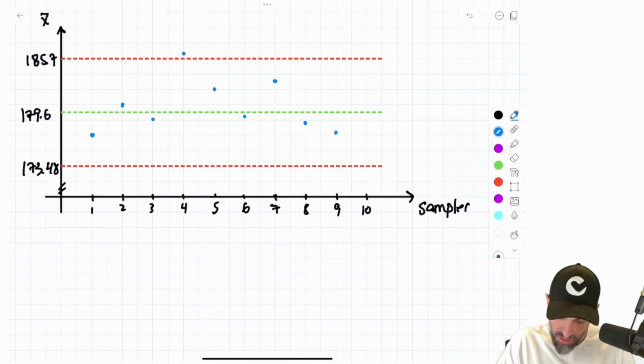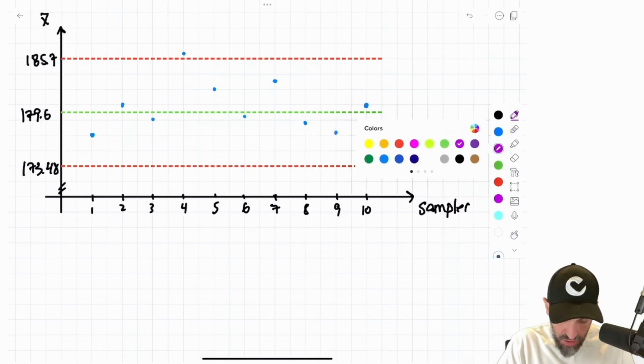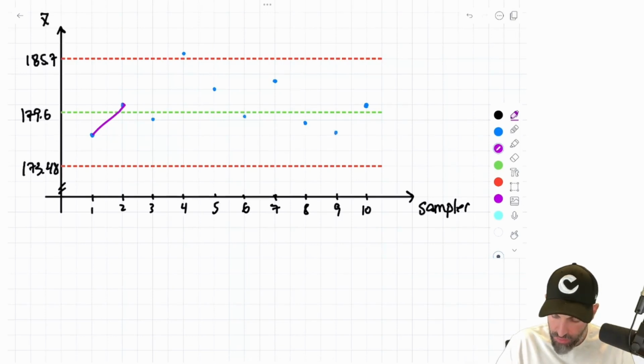And then we connect our dots. And that's it. That's your control chart. So I'm going to connect each of these dots with a straight line. Oh, that's supposed to be straight. Let's try again.